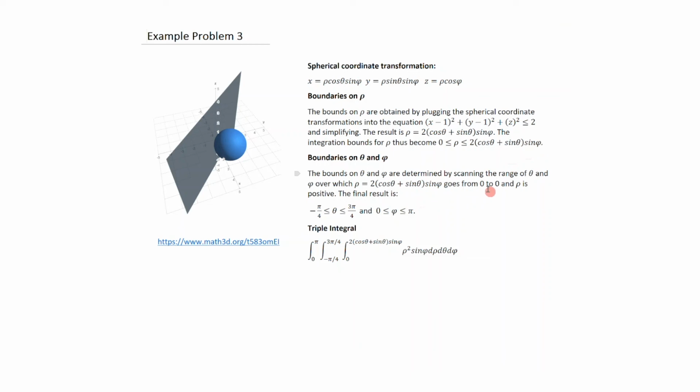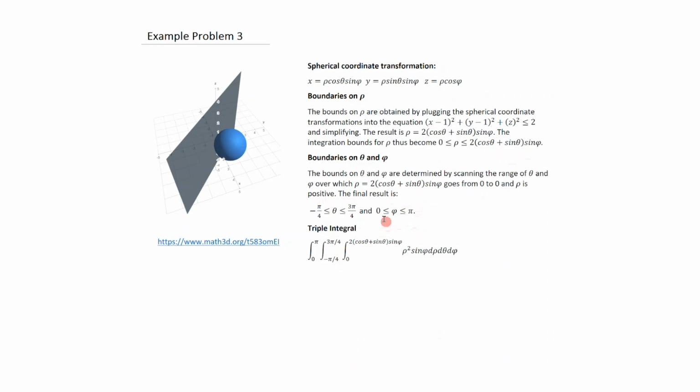All right, so for instance, if we look at this situation here, we'll find that if you take theta equals minus pi over 4, you'll end up with a 0. If you take theta equals 3 pi over 4, you'll end up with a 0. So everything in this range results in a rho which is positive, which it needs to be because rho has to be greater than or equal to 0. So that's the range for theta. Similarly, if you look at phi, you look at the range for which you go from 0 to 0. Well, clearly sine of 0 would be 0, and sine of pi would be 0. Every value of phi between 0 and pi gives you a rho that's greater than or equal to 0. So these are going to be the limits or the bounds of integration for theta and phi.